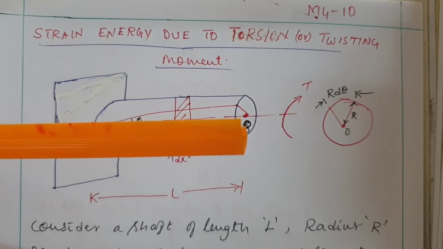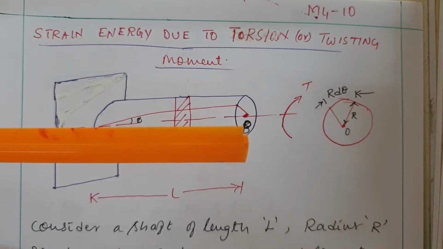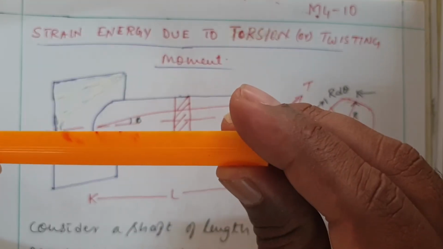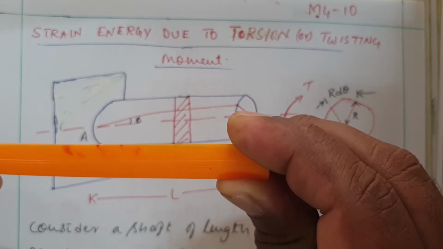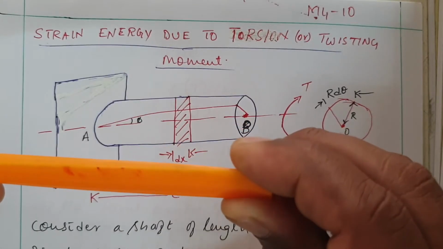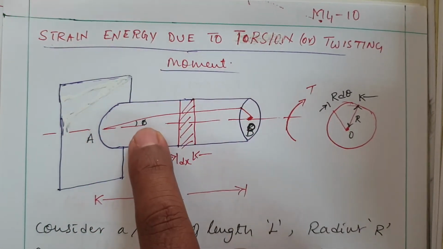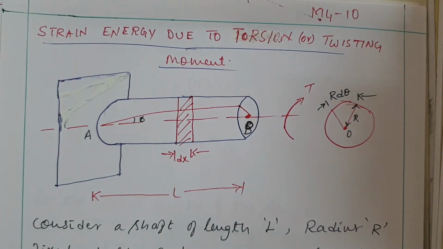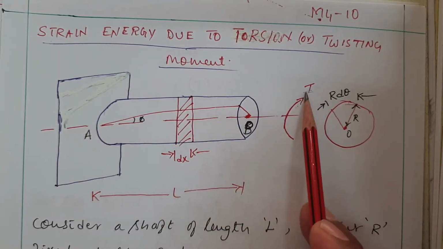So due to the torque which was applied at the free end, the torque I am considering as T. Due to the application of torque, it will rotate, or undergo deformation. That is what I have given here. The angle I am considering as phi, and the torque I applied is T.